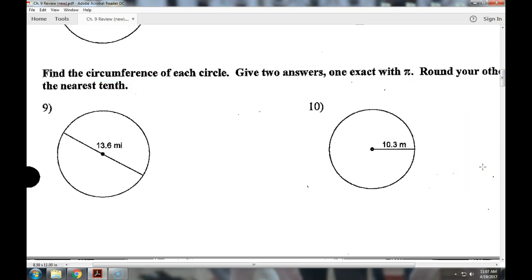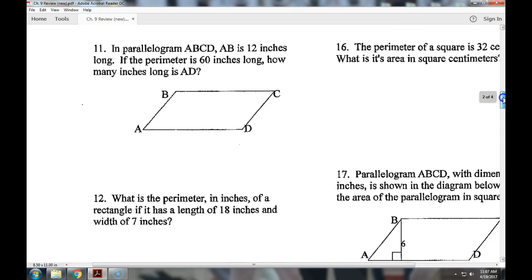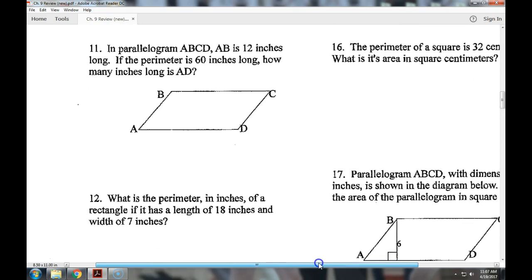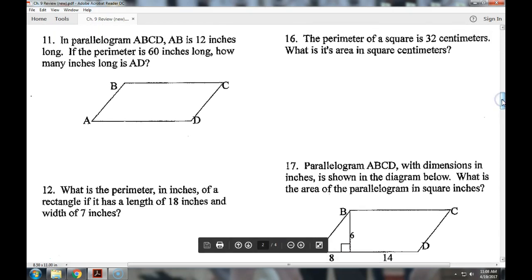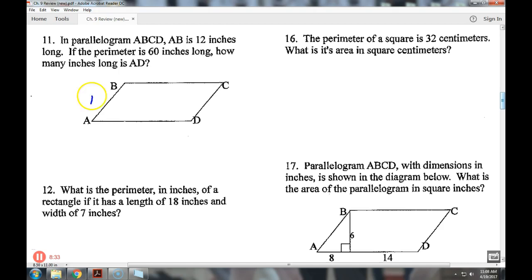All right, moving on down. Now we get into a few more of the kind of the word type of problems. See if I can get 4 on a screen. That would kind of be nice. Maybe. All right, so number 11, in a parallelogram, AB is 12, so let's label that. AB is 12, which automatically I know parallelogram has opposite sides equal, so the other one's 12. I do not know how long AD is, and I do not know how long that side is, but the big clue here is the perimeter is 60. So all of those sides add up to 60.